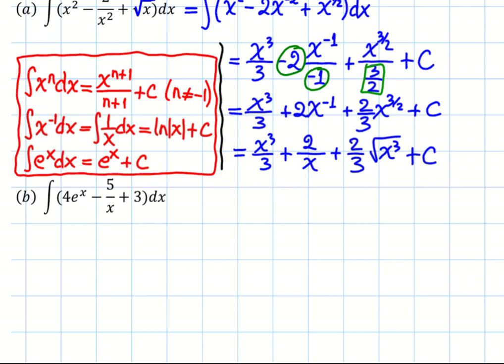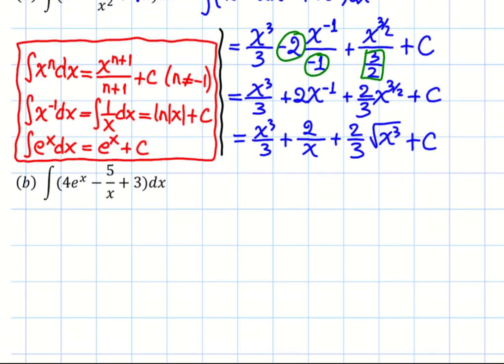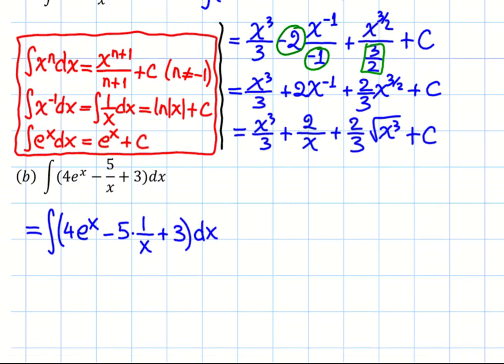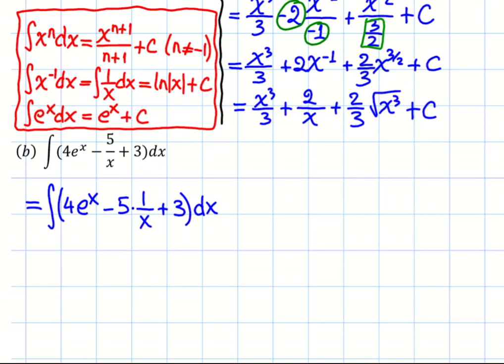Right. Next, we go to the problem of 4e to the x minus 5 over x plus 3. Right. So I don't need to rewrite much, but I want to put a 5 here and then times 1 over x, plus 3. Right. Now, integral of 4e to the x, I should use a different color here.